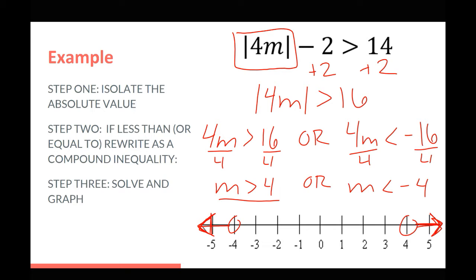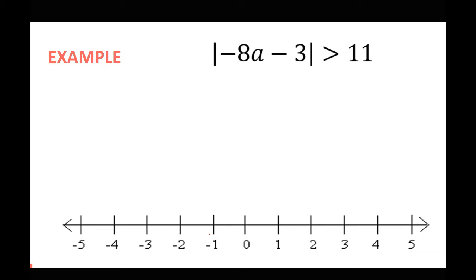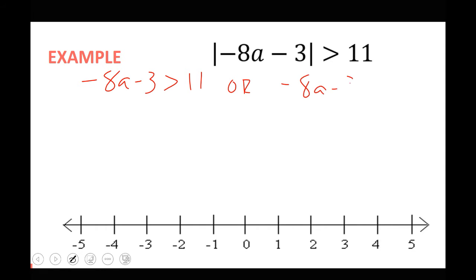Okay, let's do another example. In this example, the absolute value is already by itself. There's nothing being added, subtracted, multiplied, or divided outside of that absolute value. So we can go ahead and write our or statements. Again, I'm going to write exactly what I see: negative 8a minus 3 is greater than 11. Just drop the absolute value. Or negative 8a minus 3 is less than negative 11.